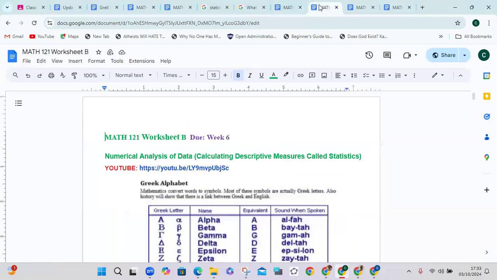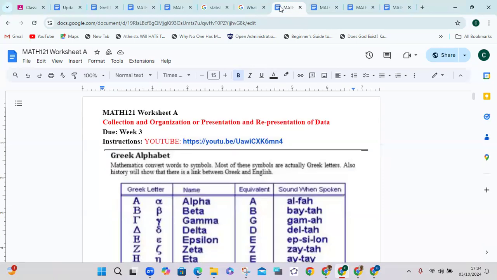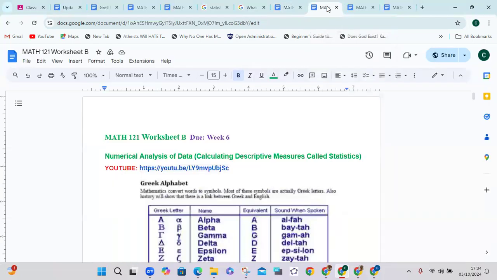Now, worksheet B is due week 6. We're in week 5. Week 6 is next week. By engaging with worksheet B, you will learn about numerical analysis, which is the calculation of descriptive measures called statistics. There's a lot of calculation because you're going to calculate numbers. You're going to analyze data. And just like worksheet A, the first set of easy questions, you'll answer, and the difficult questions, we'll do in class.